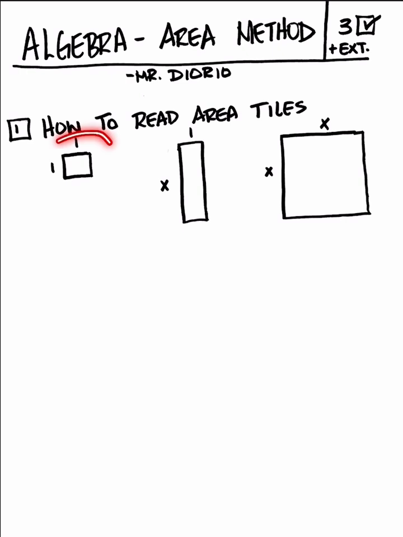So we have 3 area tiles, and each area tile will represent a certain amount of area. For our first box, if we were to shade that in, we would see that we would have an area of 1, since area is length times width. Going into our second box and shading it in, we would see that we would have an area of x, since our first dimension is 1 and our second dimension is x. X times 1 is equal to x.